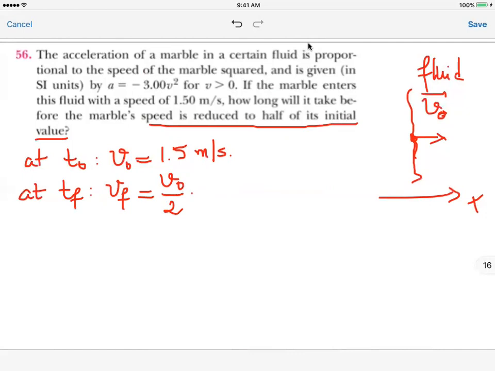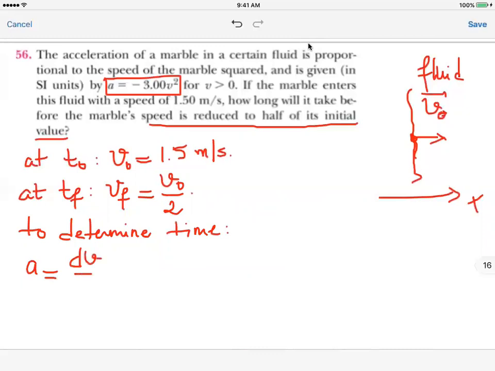Now, how can we determine this time? To determine the time, we need an equation that relates the acceleration to the velocity and to the time, because this is all we know. We know the initial velocity, we know this equation, and we need an equation that relates this information given by A equals minus 3v squared with the time. So what is this equation? It's simply given by the definition of the acceleration. The acceleration by definition is the first derivative of the velocity with respect to time.